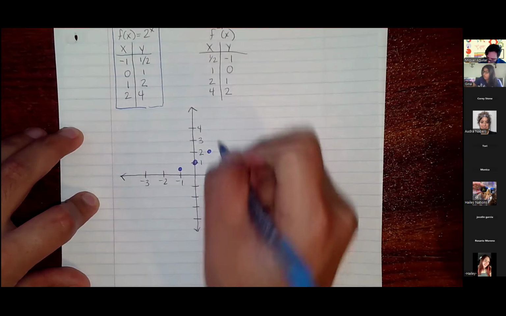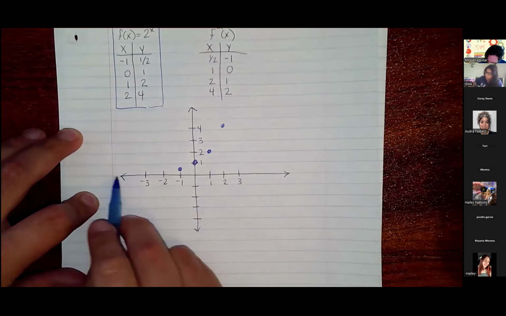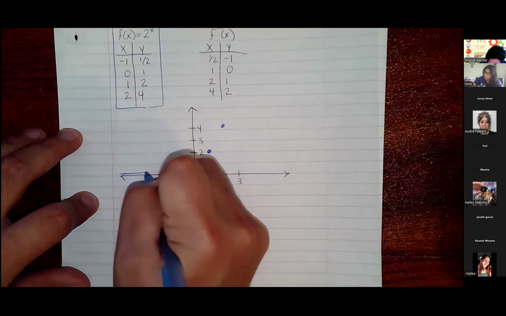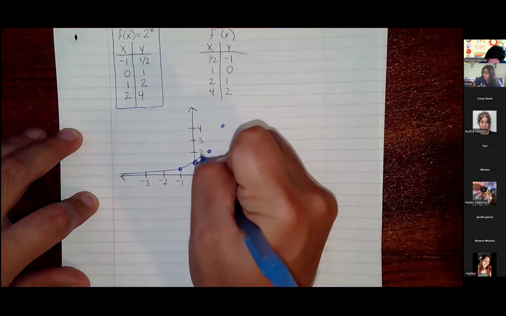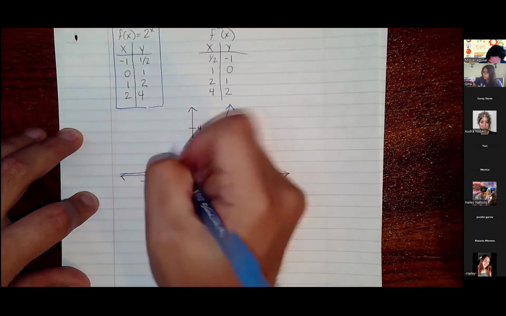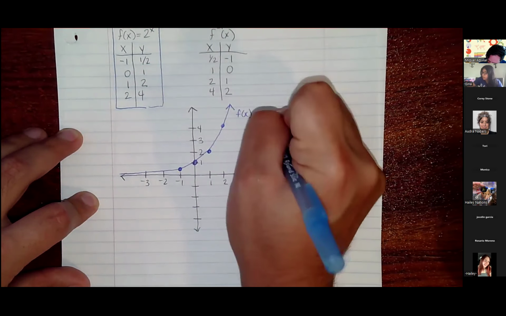Over 2, up 4. And then just remembering we have a horizontal asymptote on the x-axis, so I'm just going to draw a curved line that passes through these, like so. And so this is going to represent our exponential function, right? F of x is equal to 2^x.